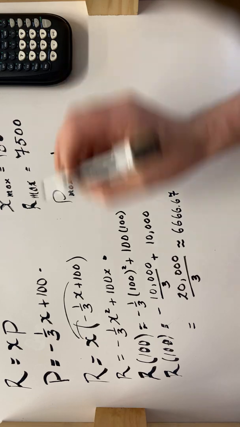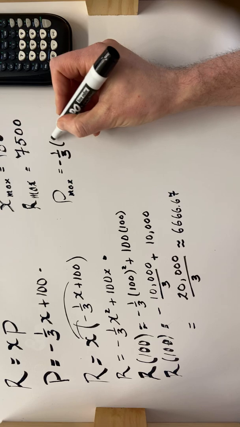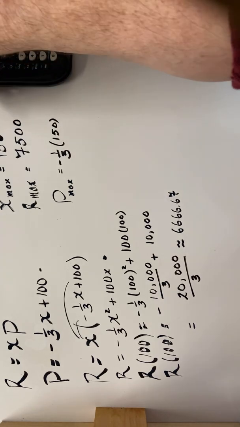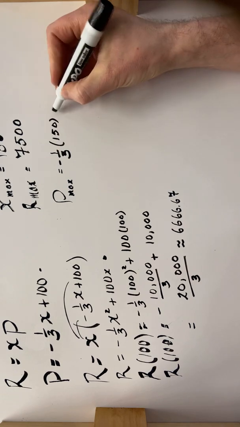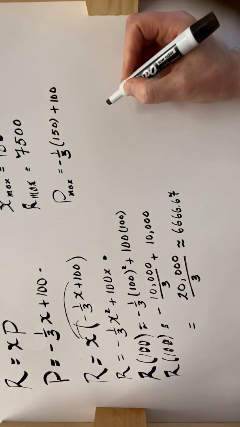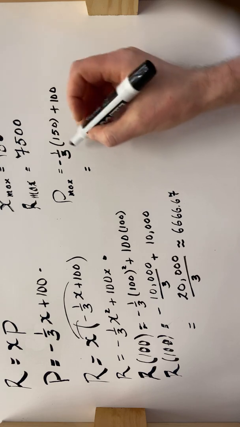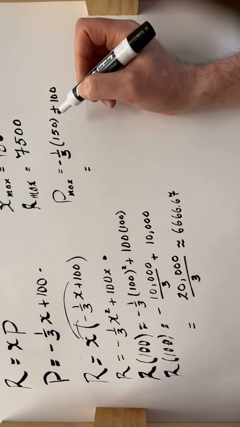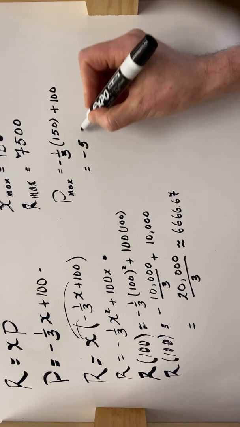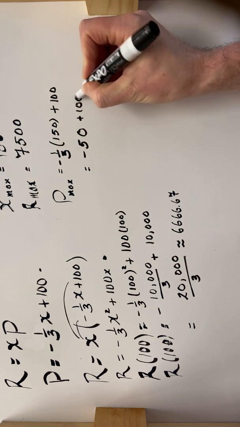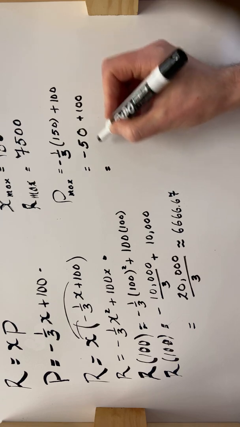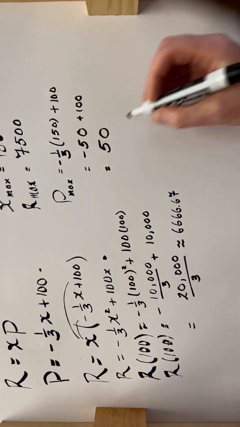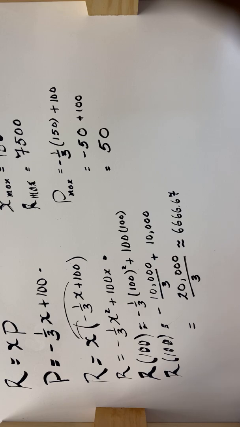-1/3 times X max. Well, X max is 150, plus 100. Working this out, 150 divided by -3 is -50, plus 100, and -50 plus 100 is 50. So $50 is the price, according to this equation right here, that will maximize revenue for me. And that is parts A, B, C, D, and E.